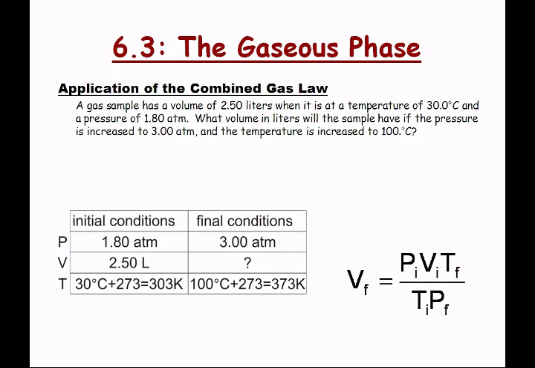But notice VF is still not isolated, so we need to get rid of PF. How do we do that? Divide by PF, like that. And what we do to one side, we have to do to the other side. Just divide by PF. Okay. So now, what did we get? We get VF equals TF PI VI over PF TI. Sorry, VI.